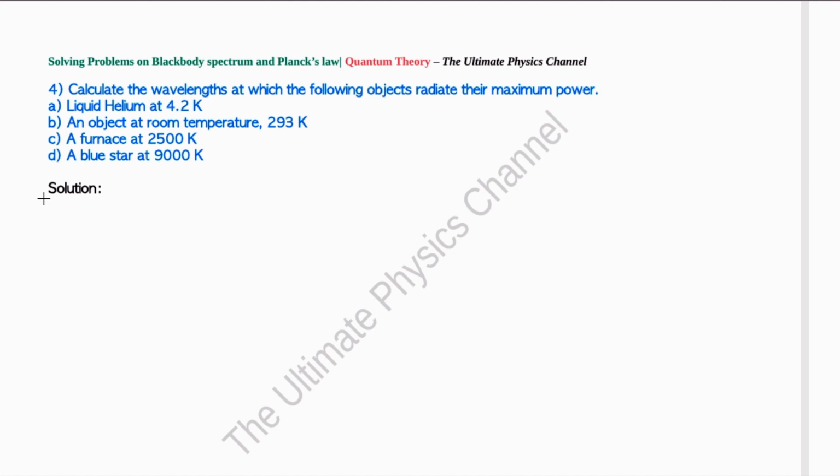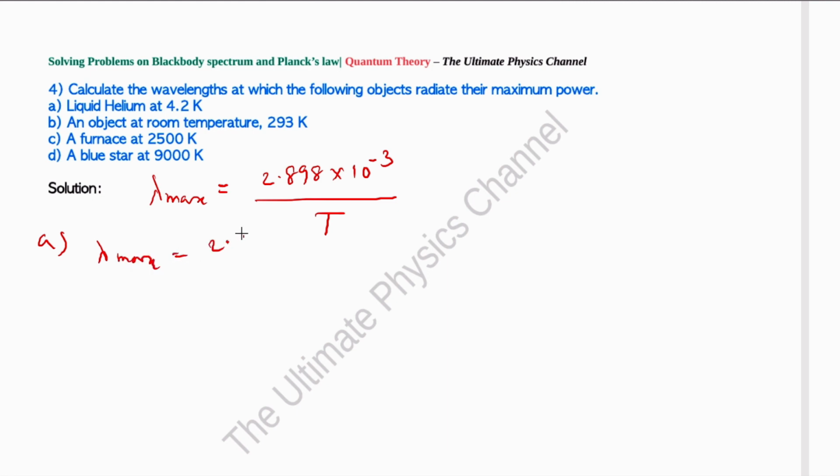Again, we know clearly that this is an application of simply Wien's displacement law. So lambda max is equal to 2.898 times 10 power minus 3 over temperature T. This is a Wien's constant, obviously. We have to apply it 4 times here. The first one is simply 4.2 Kelvin. So lambda max is equal to 2.898 into 10 power minus 3 over 4.2 Kelvin.